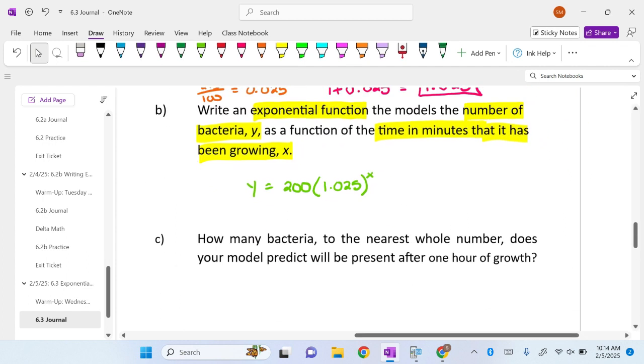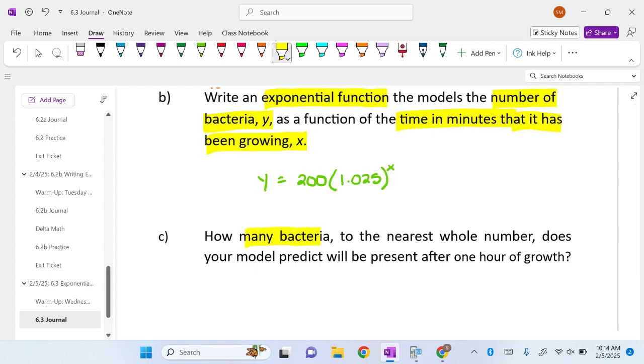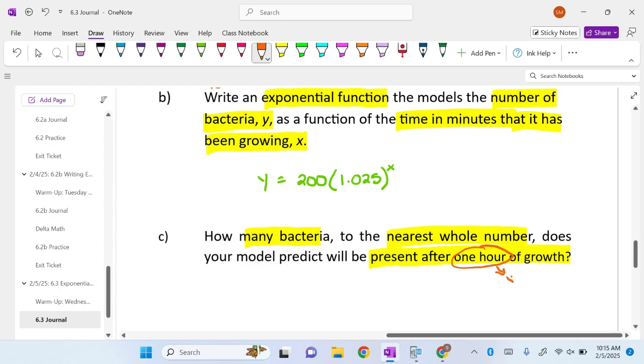Now, it then asks how many bacteria to the nearest whole number does your model predict will be present after 1 hour of growth? So 1 hour of growth. If we're talking about an hour, are we referring to our X value or our Y value in our equation? The X. So we're referring to X here.